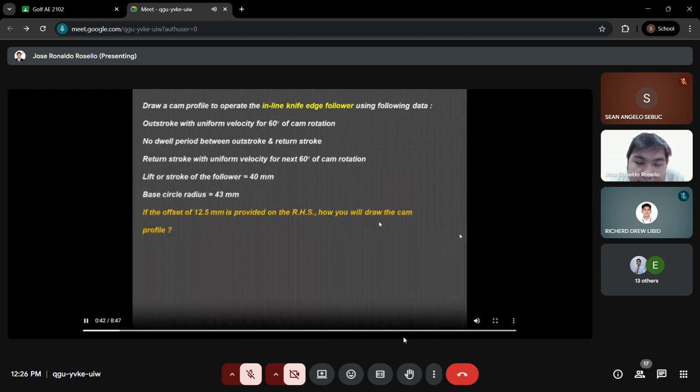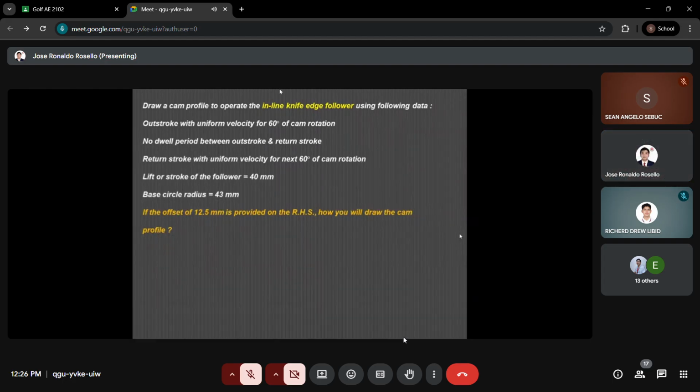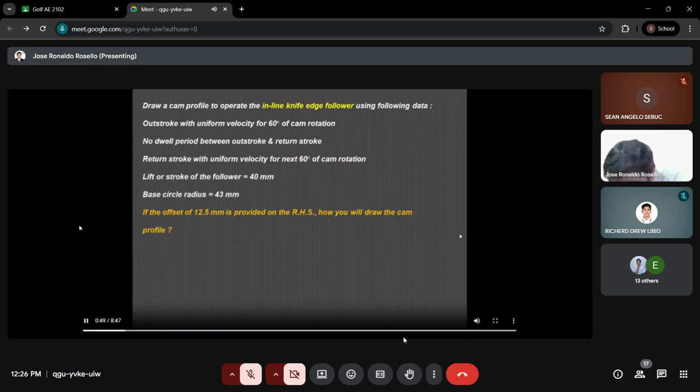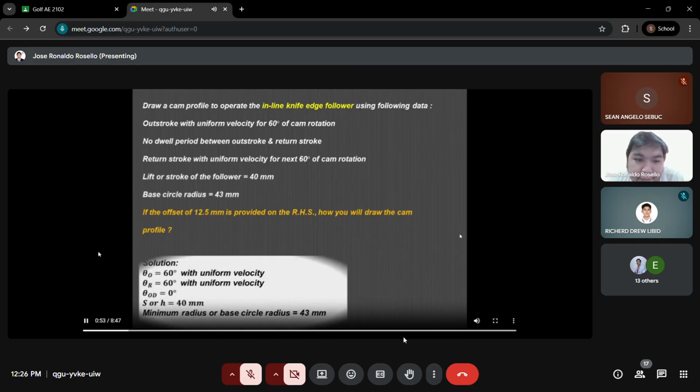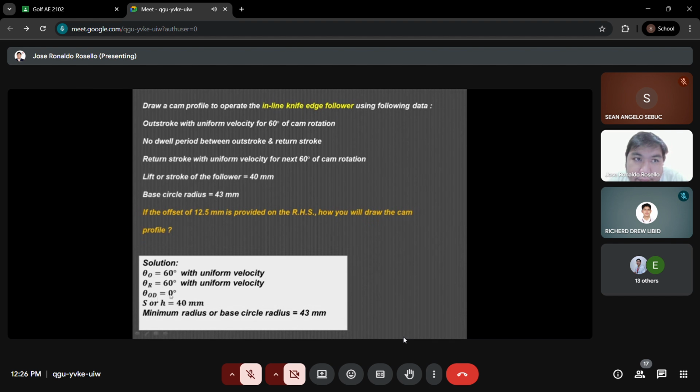So this is the important part in this particular case. So there are two cases. First one is that we'll draw the inline knife edge follower, the cam profile in case of inline knife edge follower, and then for the offset follower. Now the data which is given over here is outstroke is 60 degree. There is no dwell between outstroke and return stroke. So return stroke is 60 degree. Outstroke dwell is 0. Then return dwell will be 360 minus summation of this particular, but this is of no use for us while drawing the displacement as well as for the cam profile.